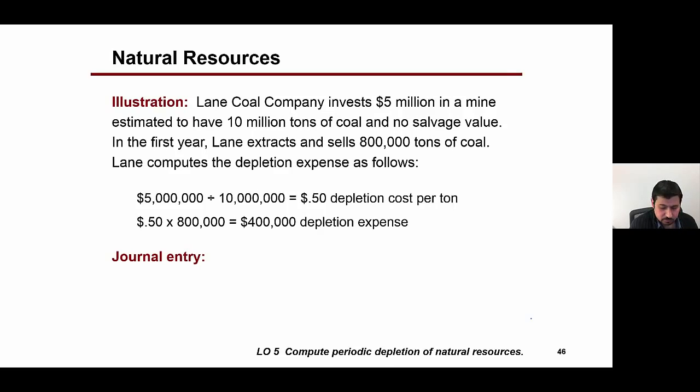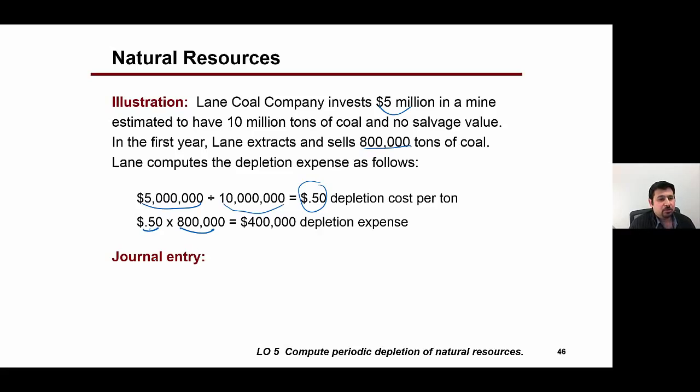Again, it is the cost, 5 million, divided by the estimated units of activity, and this is the depletion cost per unit. In the first year, 800,000 tons were extracted. So we multiply that by the depletion cost per unit. That would give us the depletion expense.